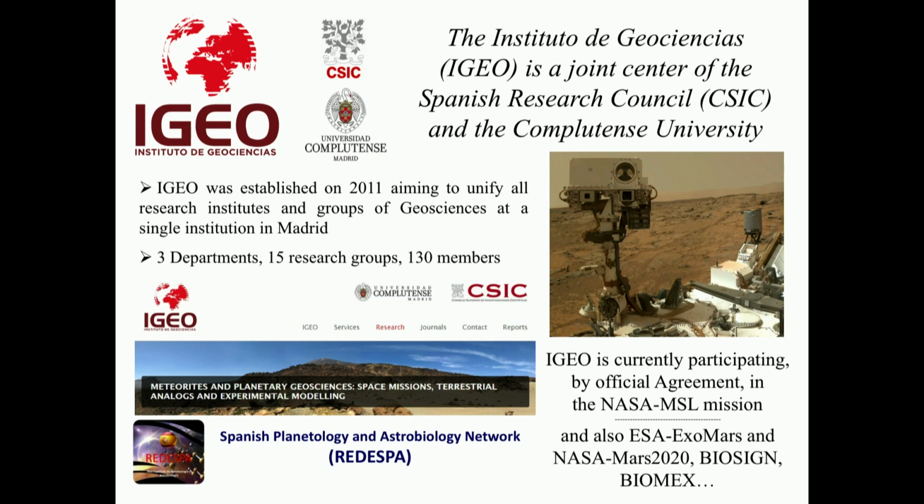This is the website of my research group that I'm leading now. It's Meteorites and Planetary Geoscience. We are involved in space missions, the study of terrestrial analogs, and of course also doing some experimental modeling. And we also house in the IGEO the Spanish Planetology and Astrobiology Network. At present, we are the delegates of Spain in EANA, the European Astrobiology Network Association.